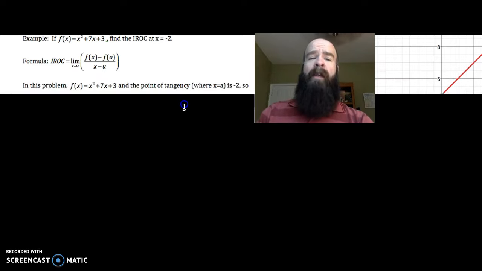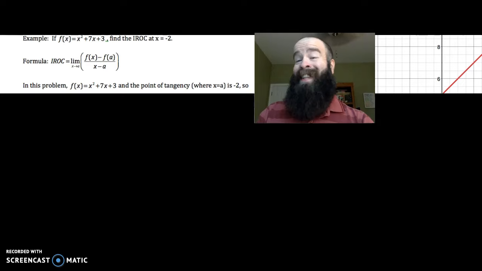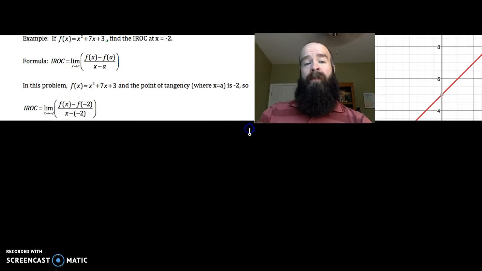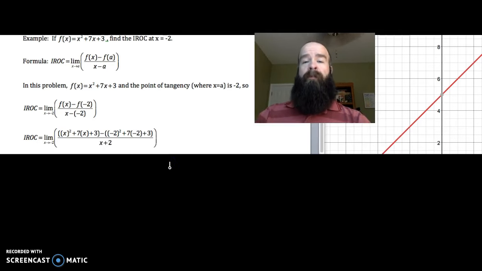So in this case, my function is x squared plus 7x plus 3, and the point of tangency is -2. When I actually use the formula, my first step would look like this. I've stuck -2 in for the a's, including in the limiting statement. Since my f of x is x squared plus 7x plus 3, I'm going to plug in x to get f of x, and plug in -2 to get f of -2, and that would look like this.